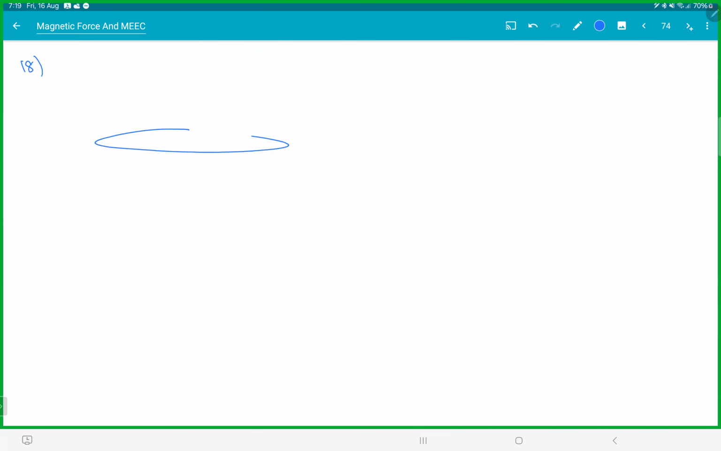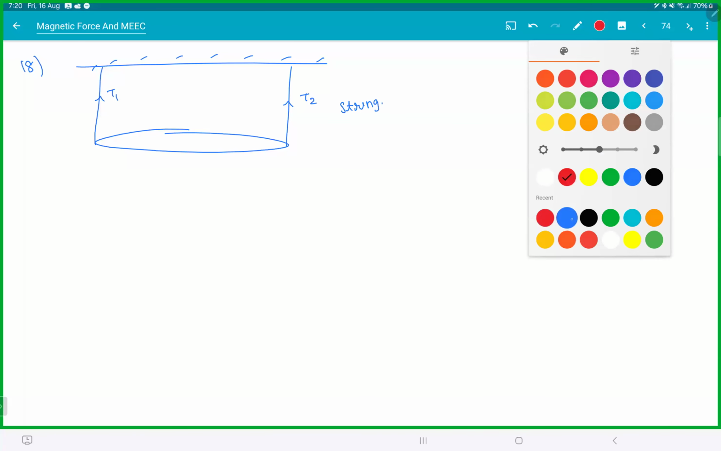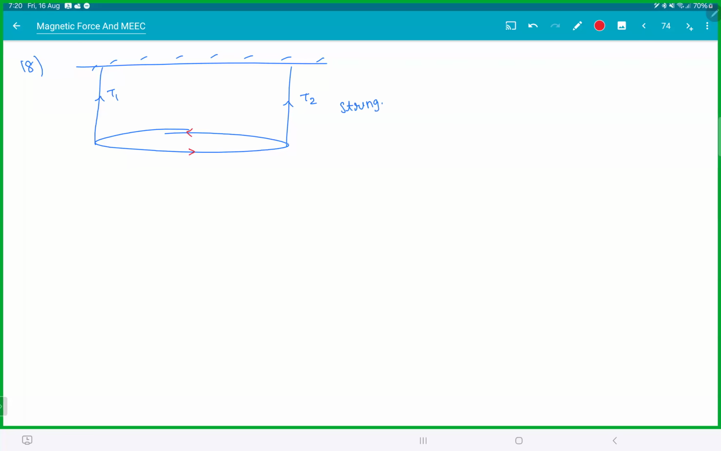This came in the JEE exam. We had a ring like this. 2 strings are there. Let's call it T2. Let's call it T1. This is a string. Current is going like this, meaning I know some people can see it in the reverse direction. So current is going into the plane here on the right hand side, and the current is coming out of the plane here from the left hand side. Samajh mein aa raha hai? It's going in and out.